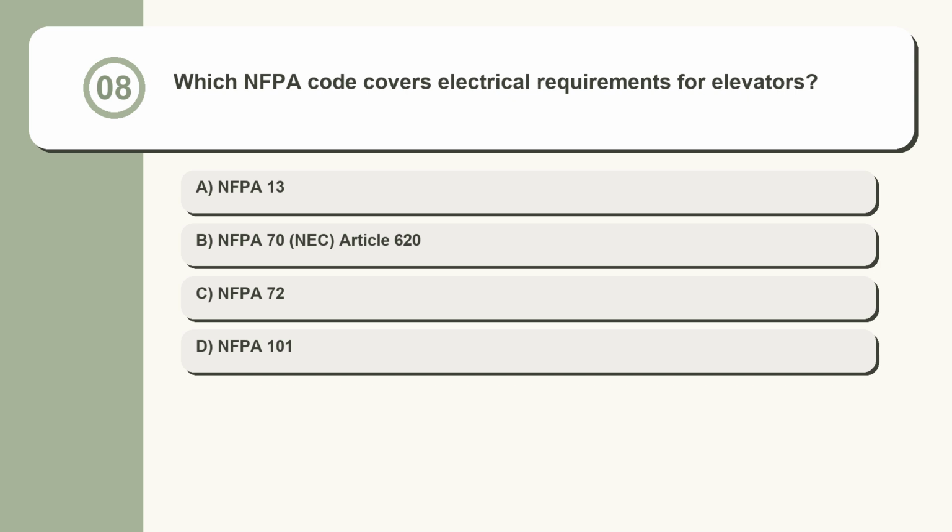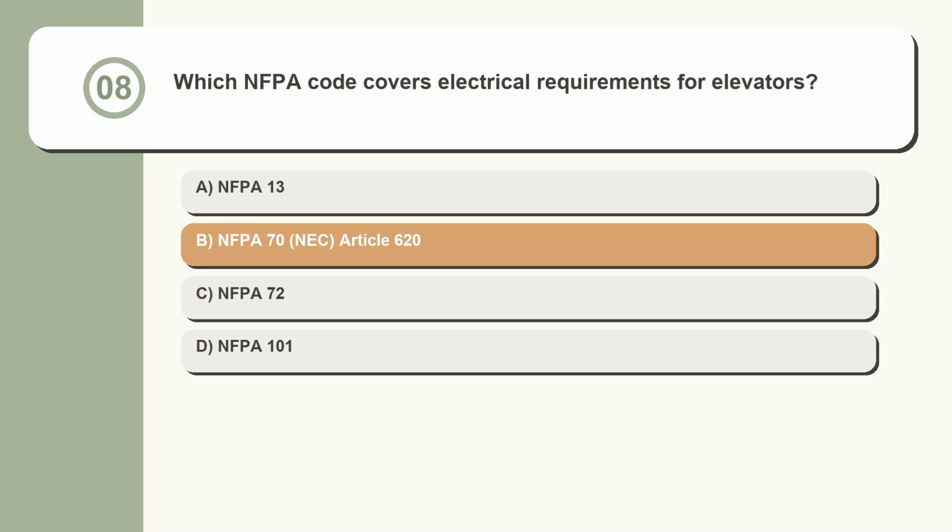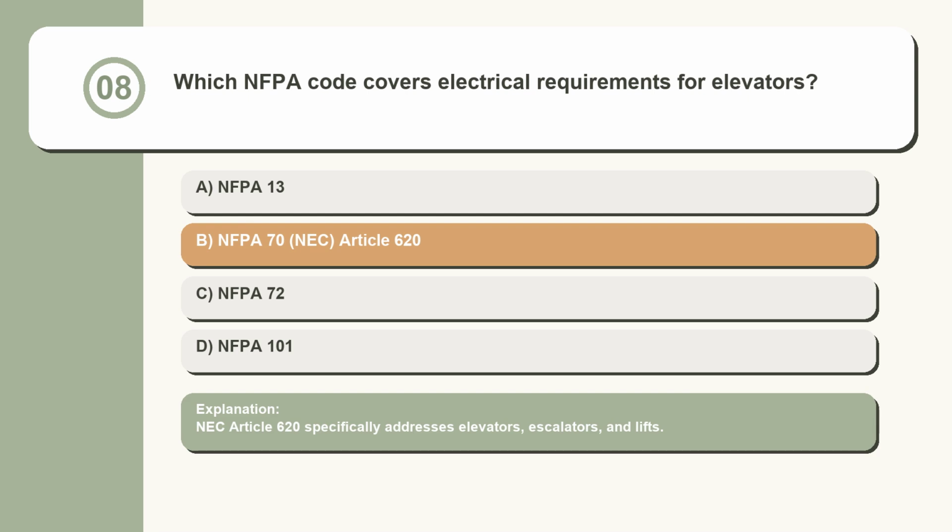Question 8. Which NFPA code covers electrical requirements for elevators? NFPA 13, NFPA 70 (NEC) Article 620, NFPA 72, NFPA 101. NEC Article 620 specifically addresses elevators, escalators, and lifts.